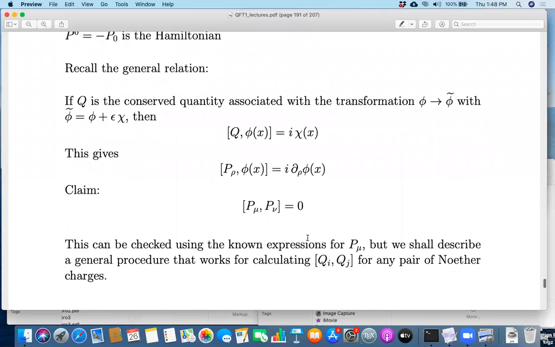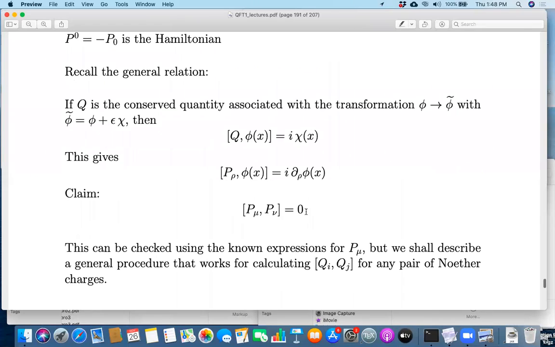Now what we'll be interested in today is this commutator, the commutator between P mu and P nu, and what we claim is that this commutator actually vanishes, that this is 0. Now of course, since you have the expression for P mu explicitly, we can check this, because P mu is expressed in terms of phi and pi, and we know the commutators between phi's and pi's. So you can explicitly check that indeed this is true.